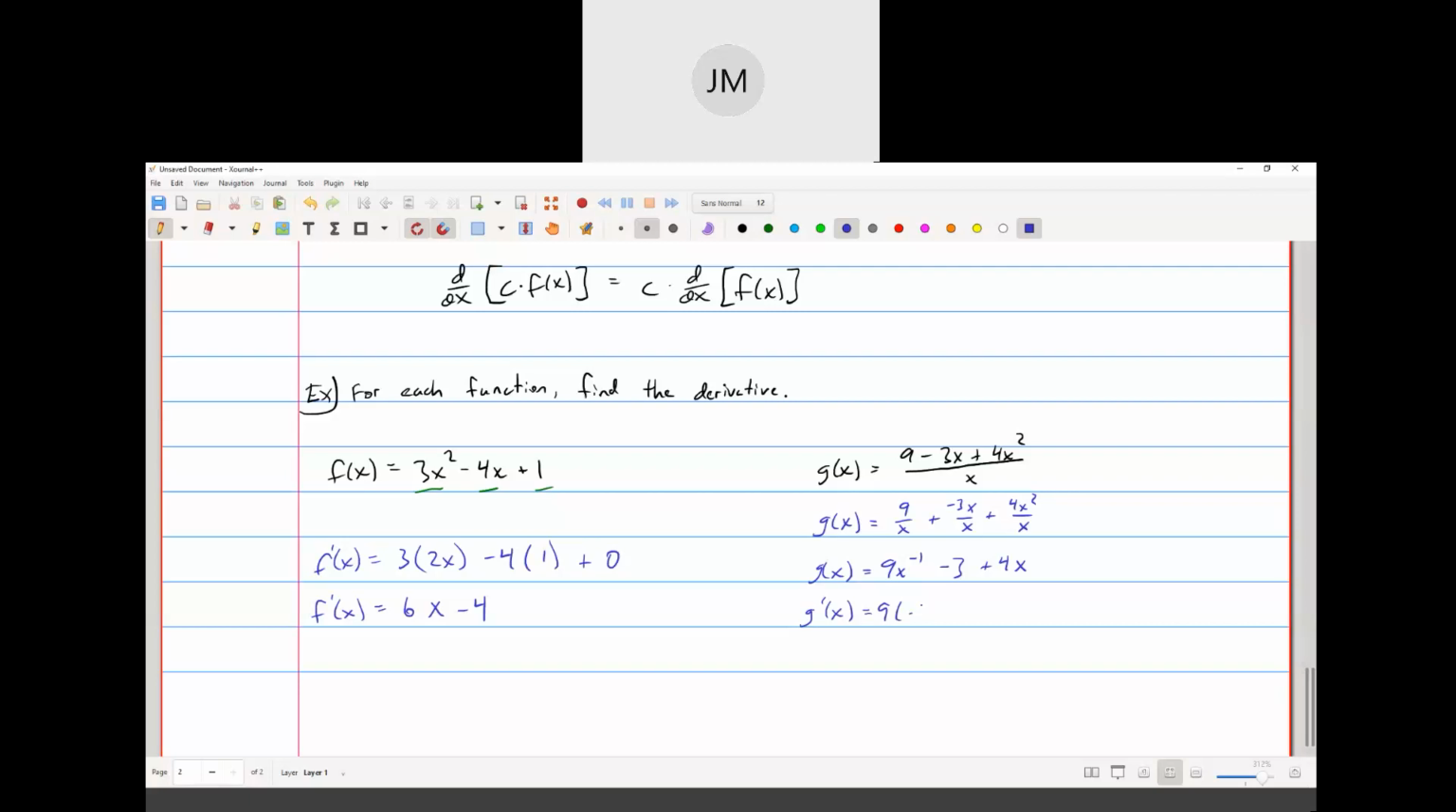So here the negative 1 comes down. I have my x, and I lower the power by 1. The derivative of a constant by itself is 0. Here the 4 is a constant multiple. It hangs out, and the derivative of x is 1.